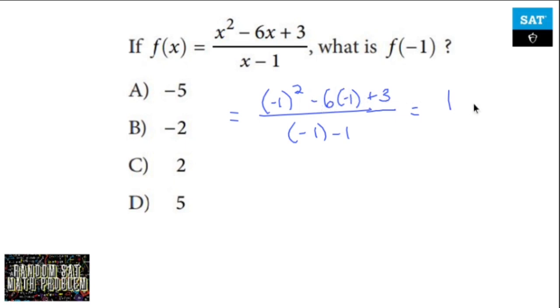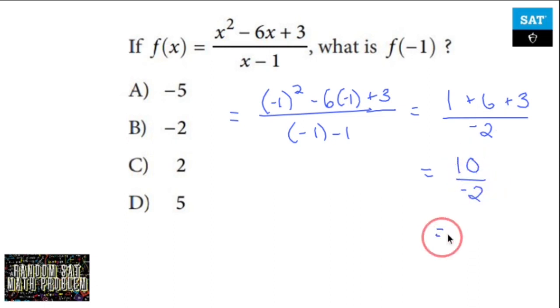Negative 6 times negative 1 is positive 6. 6 plus 3. All over negative 1 minus 1, which is negative 2. 1 plus 6 plus 3 is 10. 10 over negative 2 is negative 5.